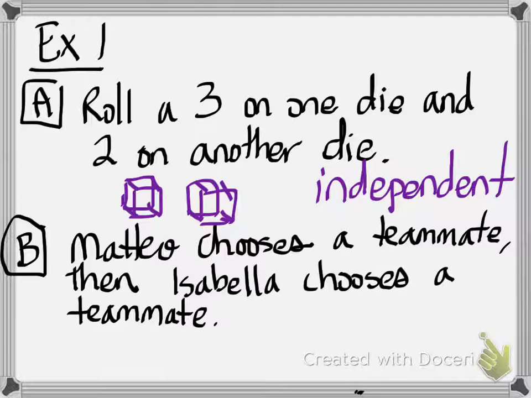Example B, Mateo chooses a teammate, then Isabella chooses a teammate. Whoever Mateo chose as a teammate, Isabella can't choose anymore because you can't be a teammate on two different teams at the same time. So that means because it's a teammate being chosen and no longer available, that makes it dependent.